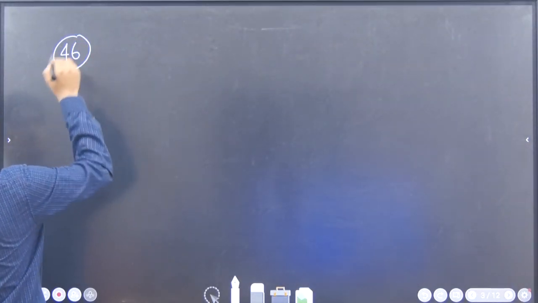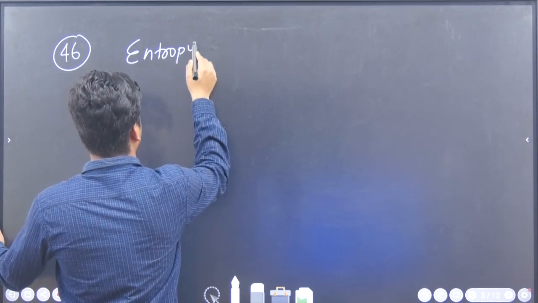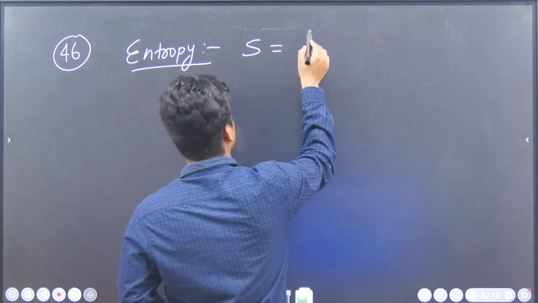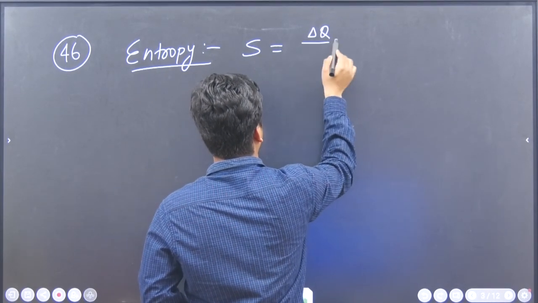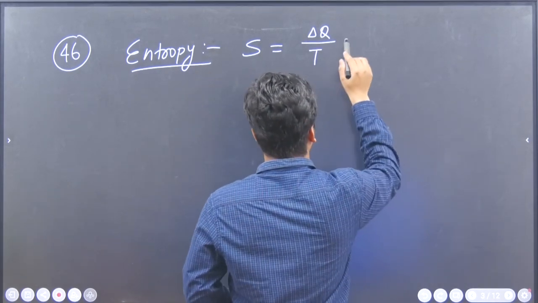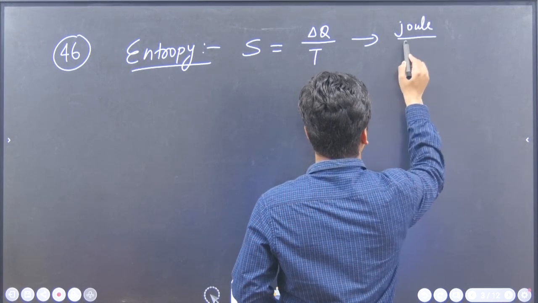46. Here we will understand entropy. So what is entropy? The entropy formula is S, that is nothing but change in heat by absolute temperature T. So I can write this as joule, so joule by Kelvin.